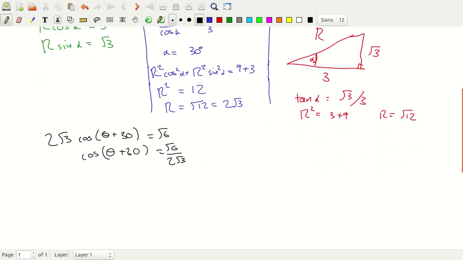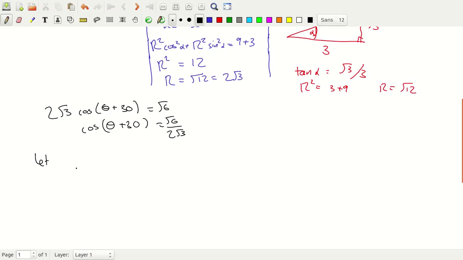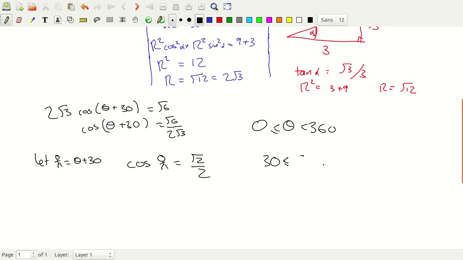But before that simplification, I'll do my standard substitution. Let stickman equal theta plus 30. The reason I do that is because I still have the same range, theta between 0 and 360. So I now get cos of stickman equals root 2 over 2, which is how that simplifies, and I must adjust the range, so stickman is 30 more than theta: 30 is less than or equal to stickman, which is less than 390 degrees.